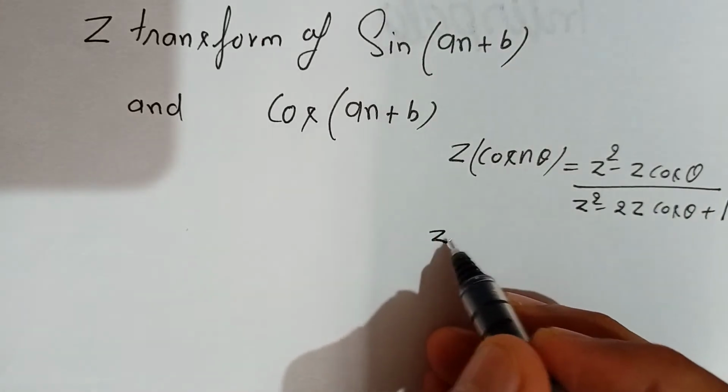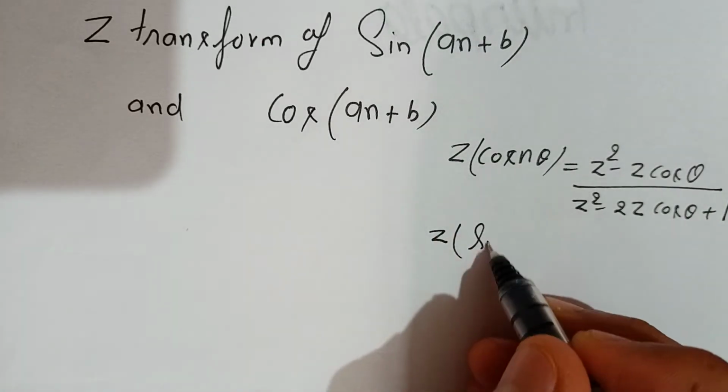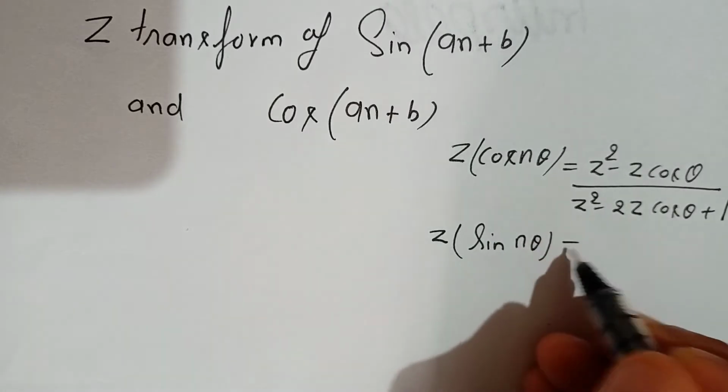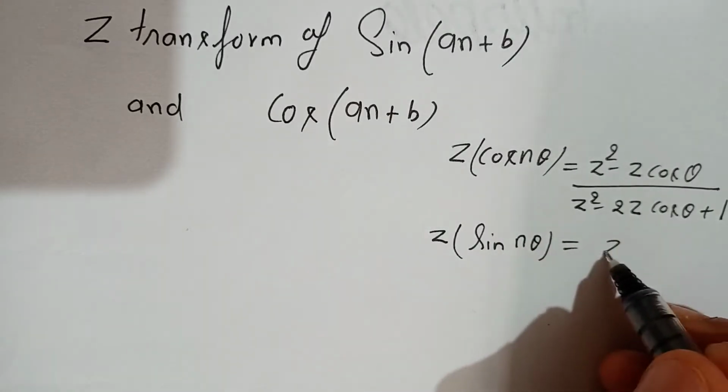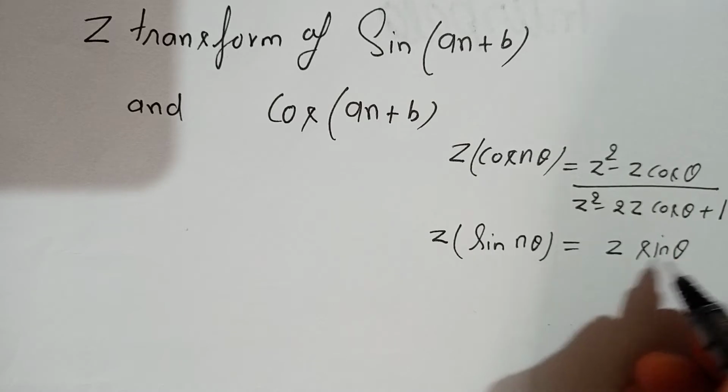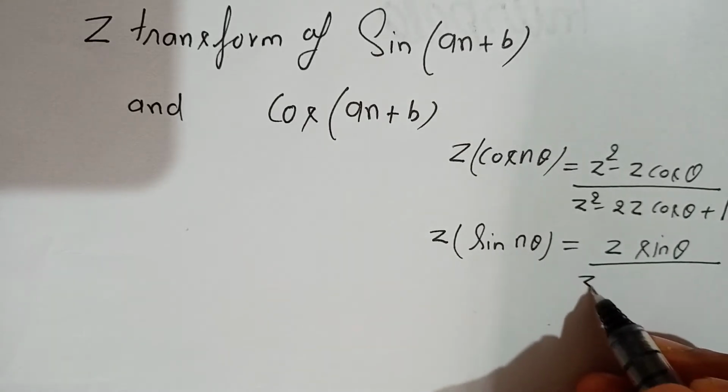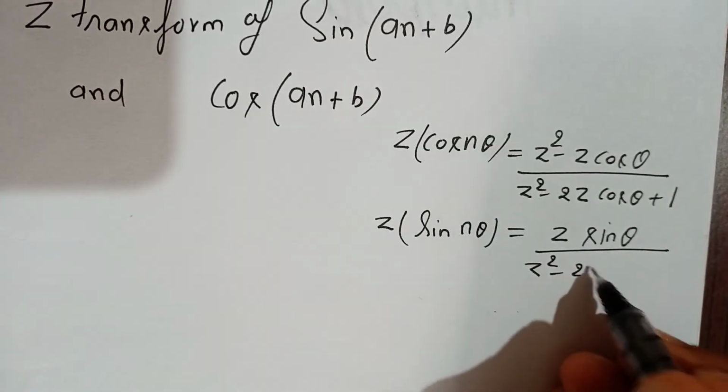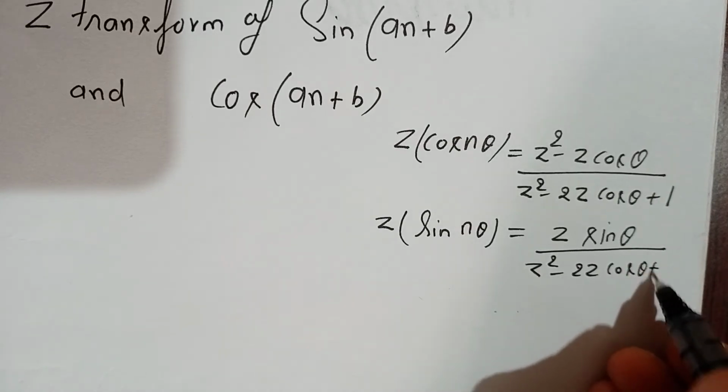You can refer to my previous video. Link of that video I'll give in the description box. So Z transform of sin nθ will be z sin θ divided by (z² − 2z cos θ + 1).